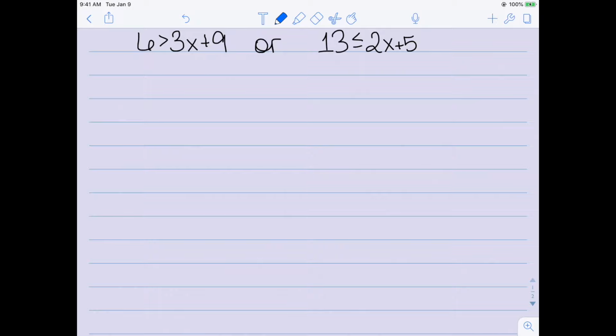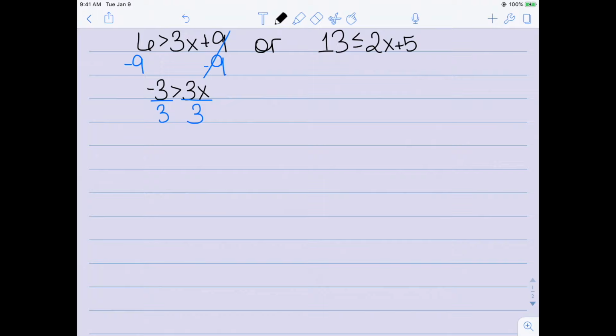So we have 6 is greater than 3x plus 9, or 13 is less than or equal to 2x plus 5. So in order to solve these, we need to start by solving them both out. And so we'll start with the one on the left. And to solve that, we start by subtracting 9 from both sides. So we can do this, and that gives us negative 3 is greater than 3x.